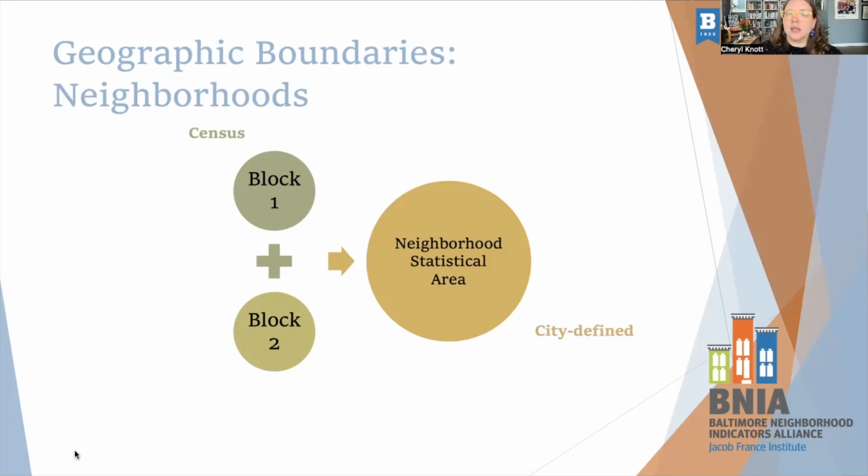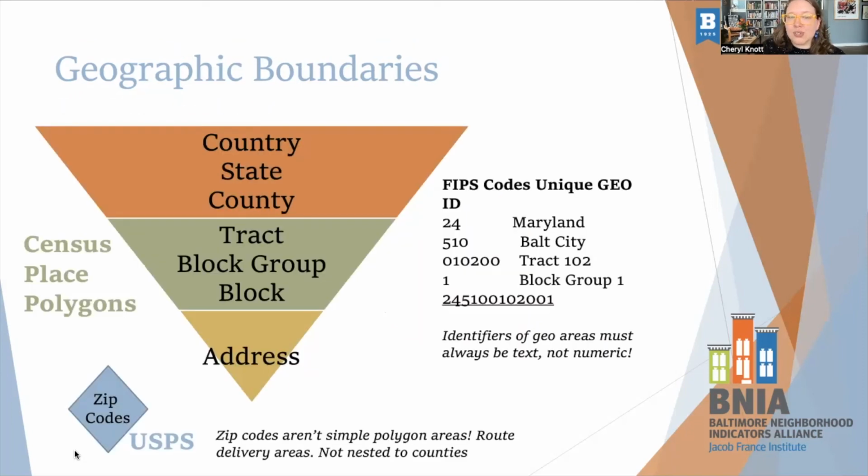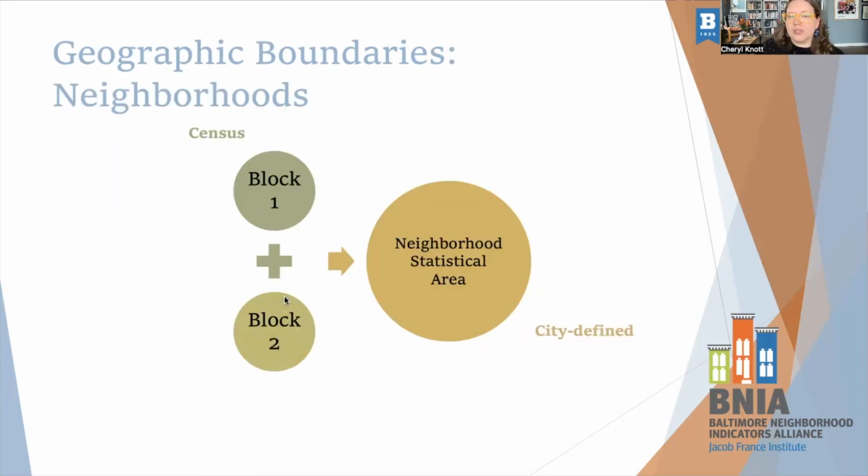Census blocks, again those absolute smallest levels of census geographies, are combined to create neighborhood statistical areas. So the city of Baltimore is able to get some very basic decennial census data to describe neighborhoods. They are able to pull in total population, race and ethnicity information, and they often contract the Census Bureau to create specialized neighborhood statistical area profiles that combine census blocks.